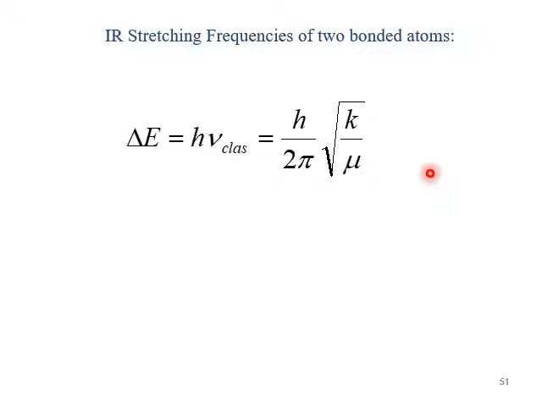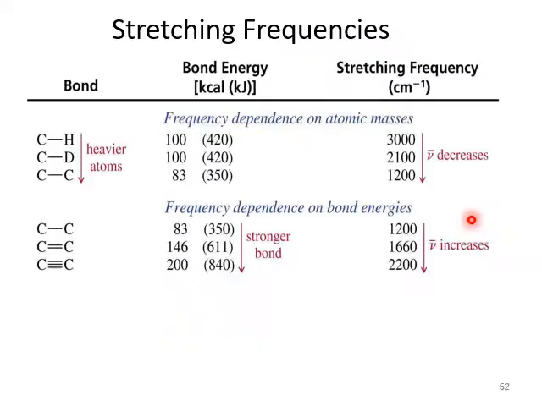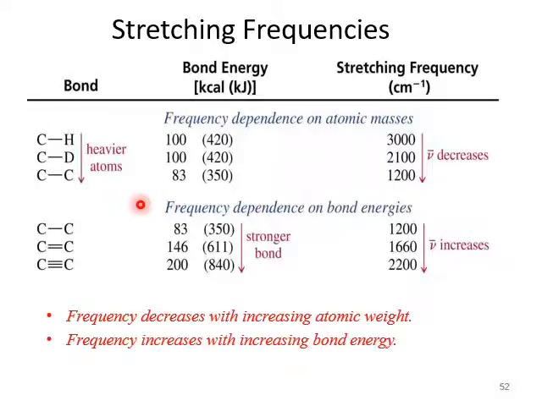This is the formula you can use to calculate the energy of the bond. Based on this formula, you can see that frequency is directly proportional to the strength of the bonding between the two atoms, K. In addition, frequency is inversely proportional to the reduced mass of the two atoms. In addition, there are some parameters which affect the stretching frequency.